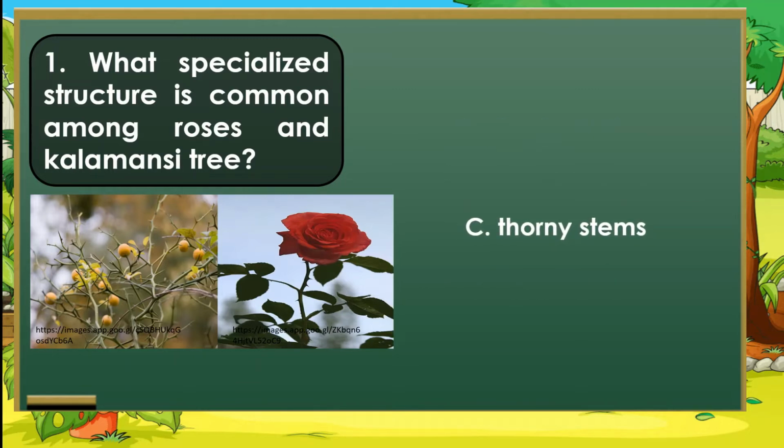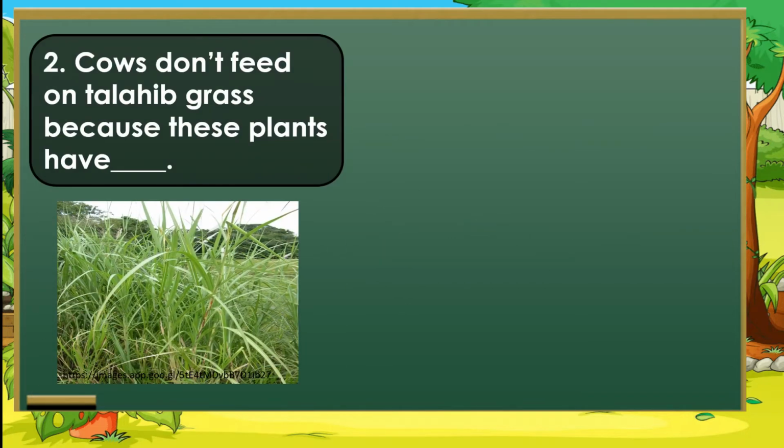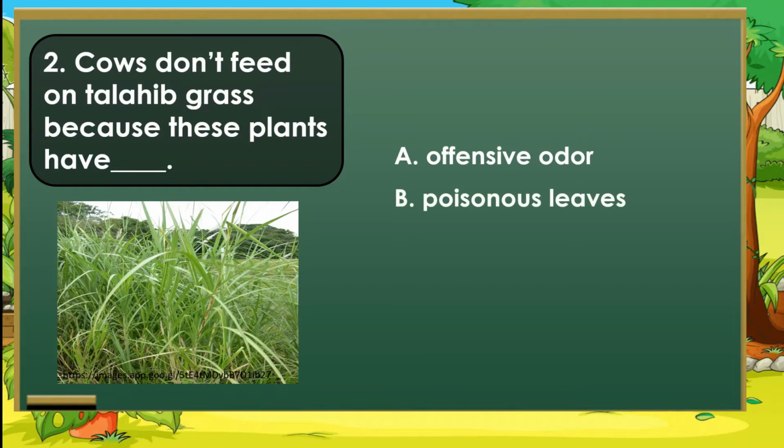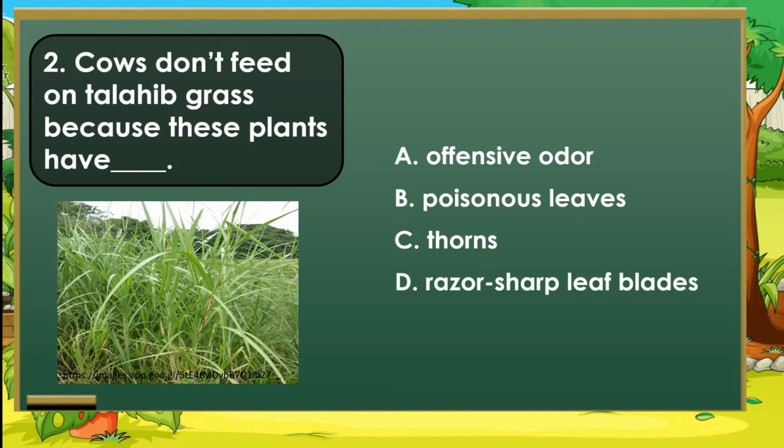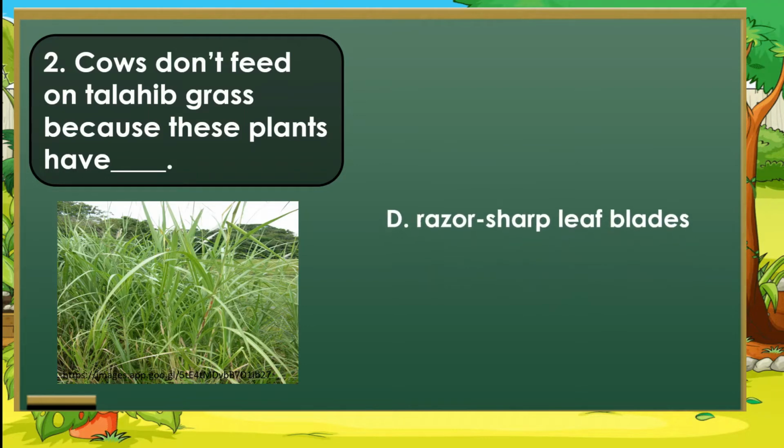Number 2. Cows don't feed on talahib grass because these plants have blank. A. Offensive odor. B. Poisonous leaves. C. Thorns. D. Razor-sharp leaf blades. If you answered D, good choice.